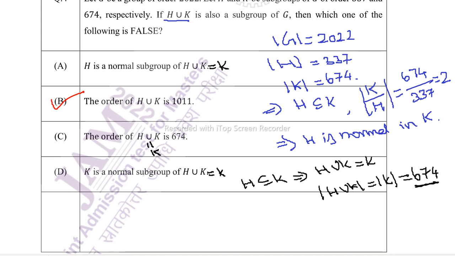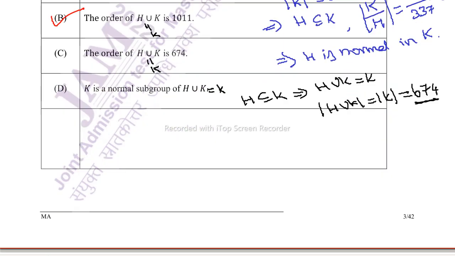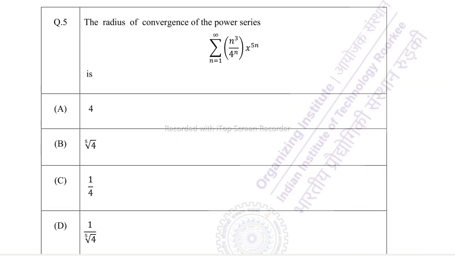Therefore, the wrong statement is B, because this is nothing but K, but we know that the order of K is 674. Therefore, the second option is the false one. Okay, now go to the next problem.